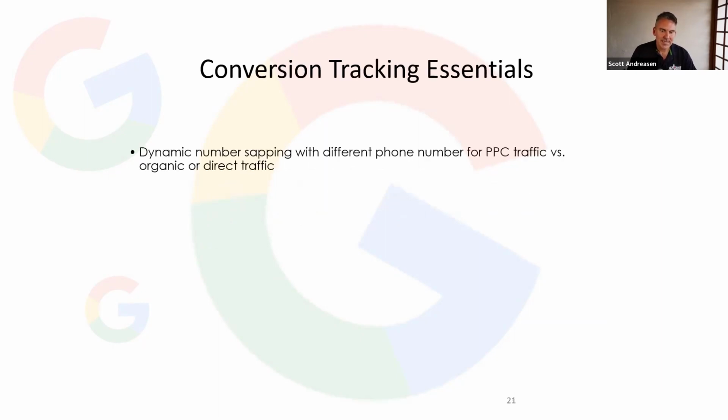Okay, so dynamic number swapping, with different phone numbers for pay-per-click traffic versus organic or direct traffic. Without getting too complicated, what that means is when someone types in excavation contractor near me and your ad pops up with a phone number, the phone number is not going to be your real phone number. It's going to be a dynamic swapping phone number specifically for that potential customer to call.